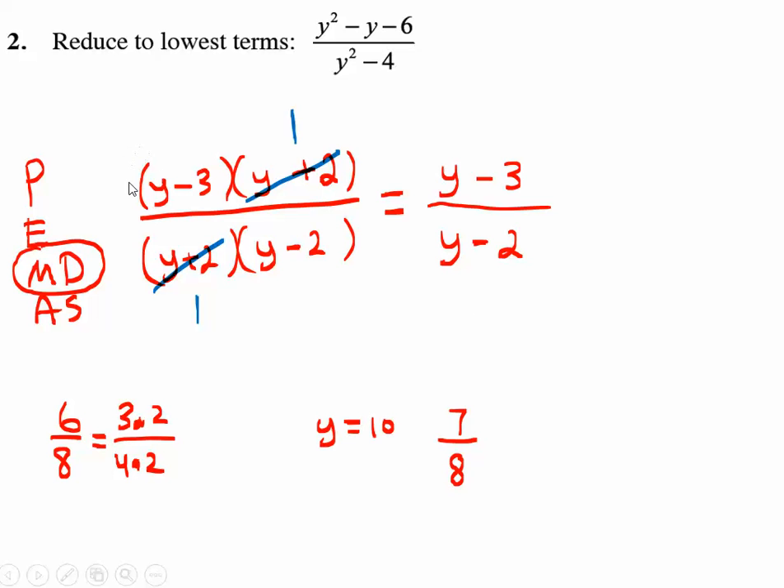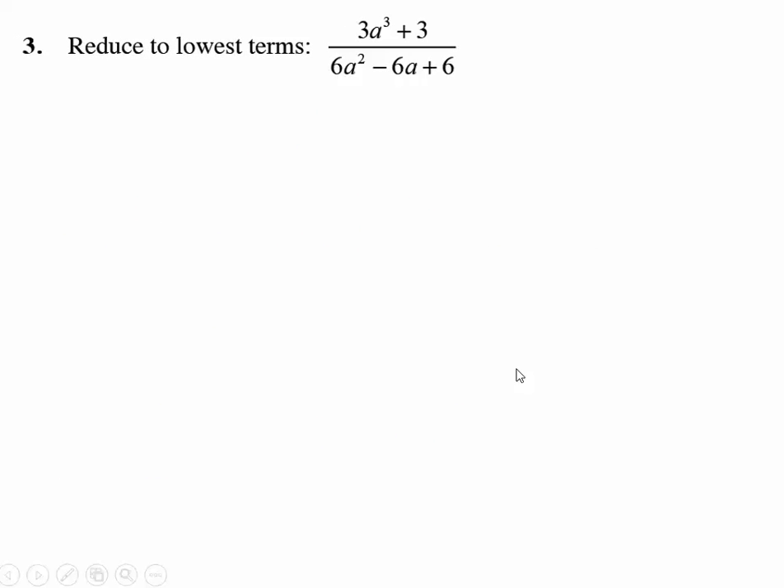And again, you got to look at things that are being multiplied together. Okay, we're good there? So we're canceling factors, but the factors have to be exactly the same. All right. All yours. Go for it. I'll give you a little hint here, something about greatest common factor.